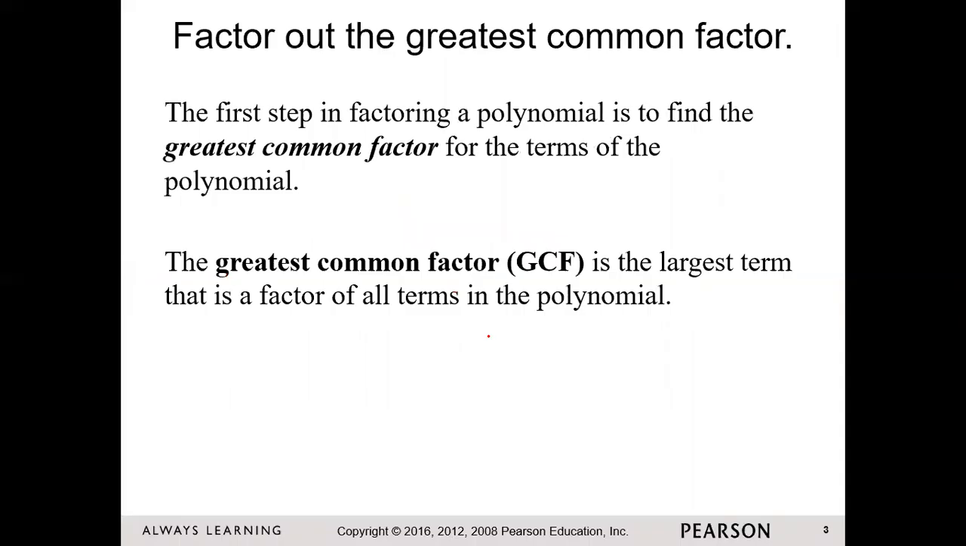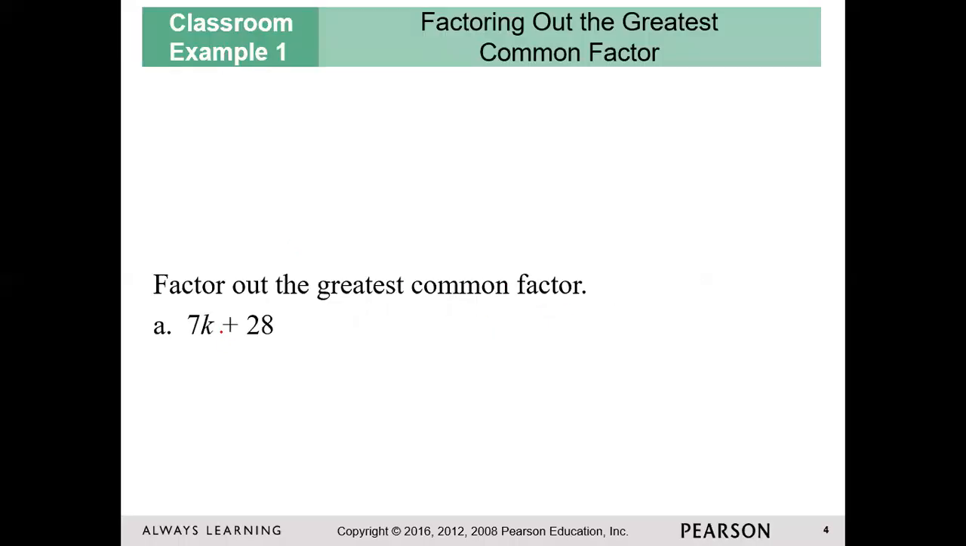So the first step in factoring a polynomial is to find the GCF, the greatest common factor, okay? It is the largest term that is a factor of all of the terms in the polynomial. So it's basically the largest term that divides each and every single term in the polynomial without any sort of remainder, okay? So if we look at this first example here, you have 7k plus 28. So you have two terms. You have the 7k and you have this 28.